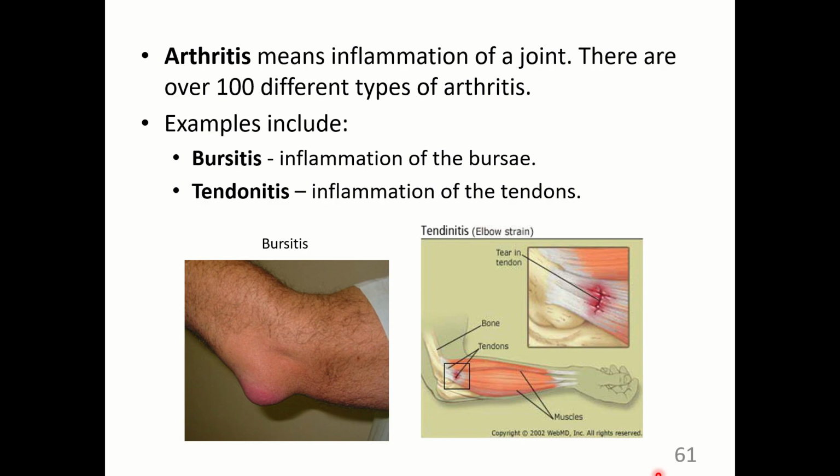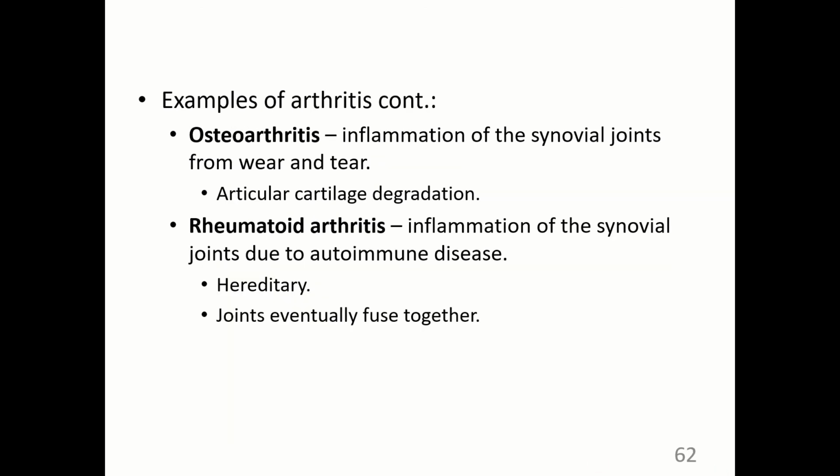Arthritis means inflammation of a joint. There are over 100 different types of arthritis. Examples include bursitis, which is inflammation of the bursa, and tendonitis, which is an inflammation of the tendons. Other examples of arthritis include osteoarthritis, which is the inflammation of the synovial joints from wear and tear and aging. It's the most common type of arthritis.